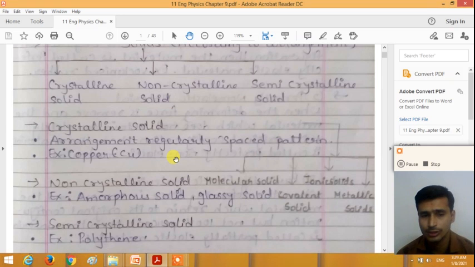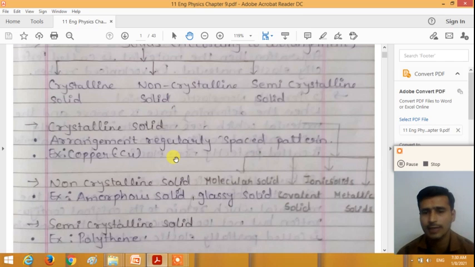The study of the crystal of any matter is crystallography, right? So what do we mean by the crystalline solid? If the arrangement of the constituent particles is a regularly spaced pattern, the solids are called the crystalline solid.